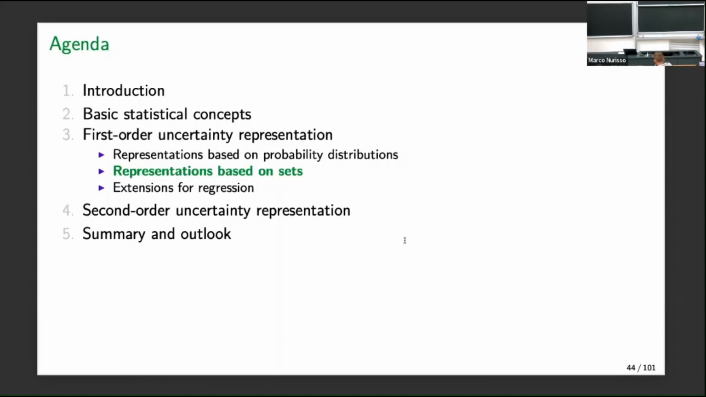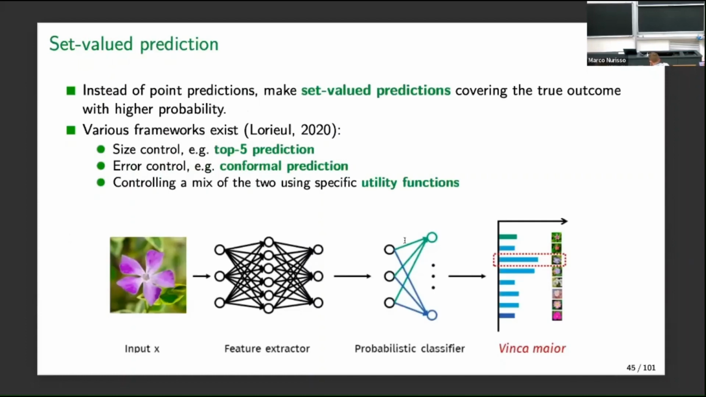Okay, that's about how to evaluate such probability distributions on the first level. Let me check the timing that we have. I will now move on to the second part. We still stay in the classification setting, but now we're going to use sets to represent our uncertainty. Let me explain on this slide what this means.